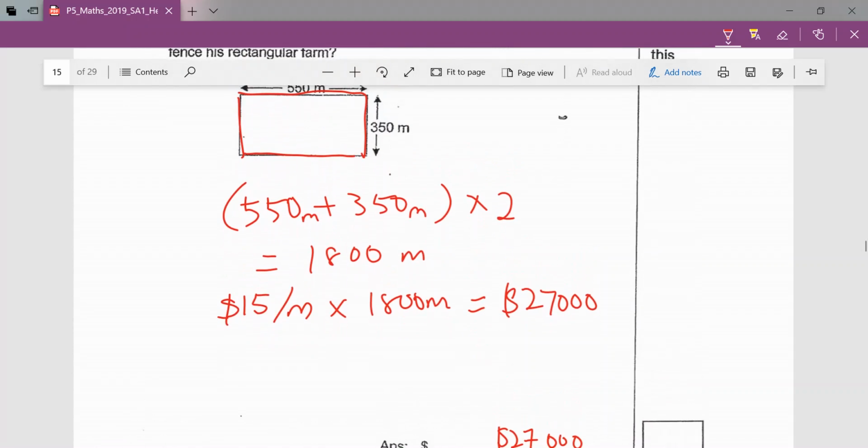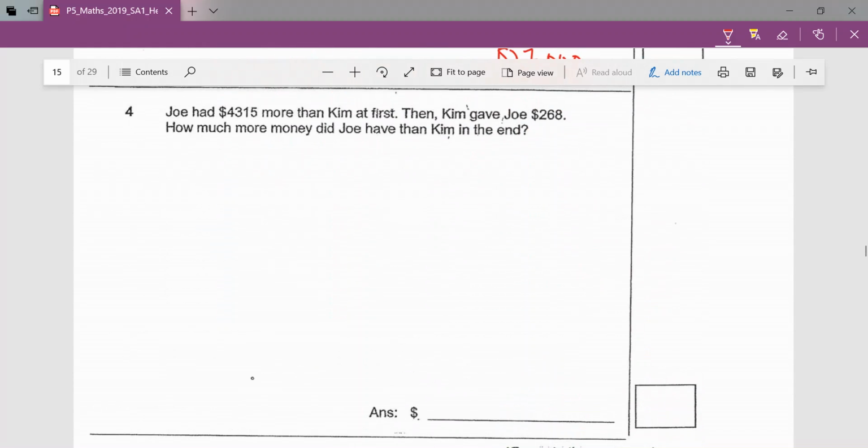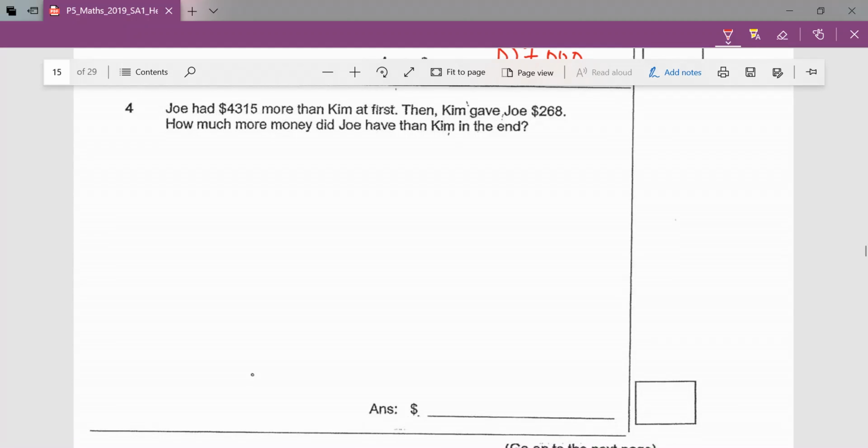Alright. Next question. Question 4. Joe had $4,315 more than Kim at first. Then Kim gave Joe $268. How much more money did Joe have than Kim in the end? This is a classic question where students would just add. Okay, they will just add 4315 plus 268, which is very wrong.